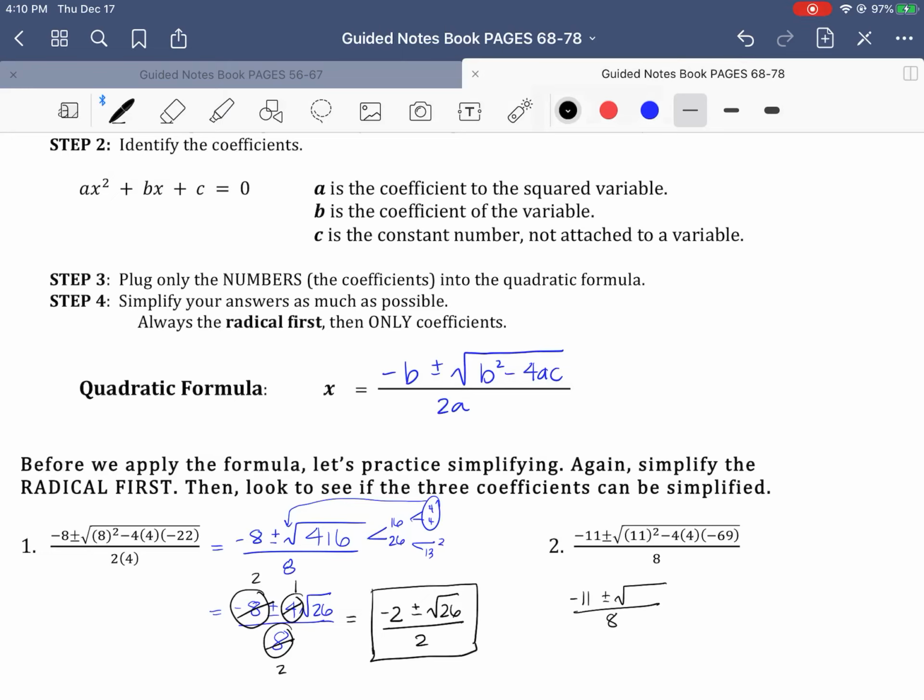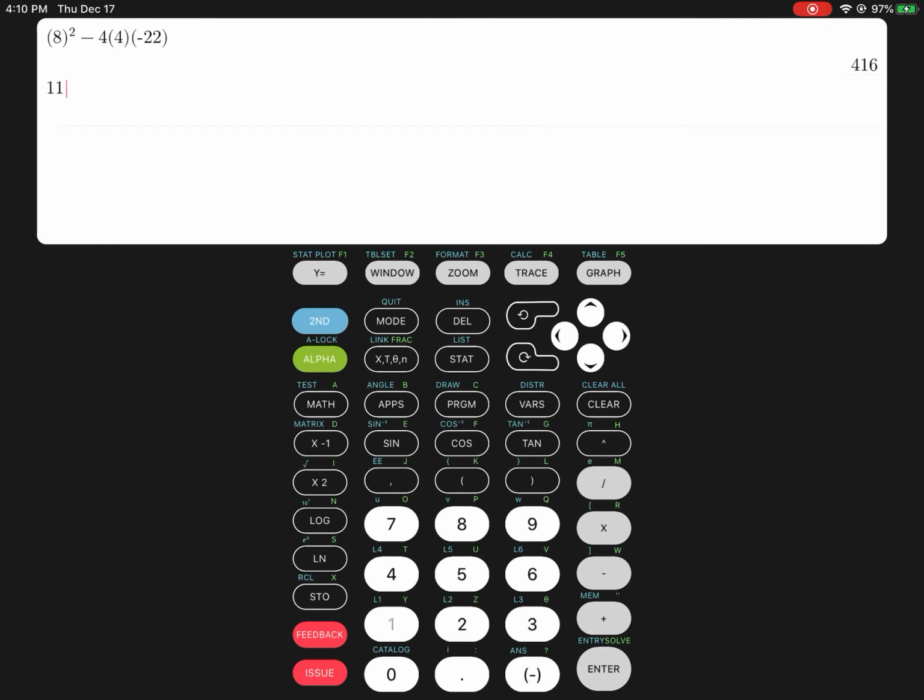So once again, in my calculator, I'm going to input just this part that's underneath the radical. So we've got 11, I should use parentheses so we get used to it, 11 squared. Then we end up with -4 times 4, and -69. Oh dear, I've got lots of things going on here. And then we push enter. So this one is 1225.